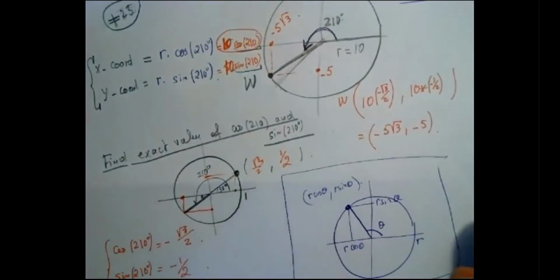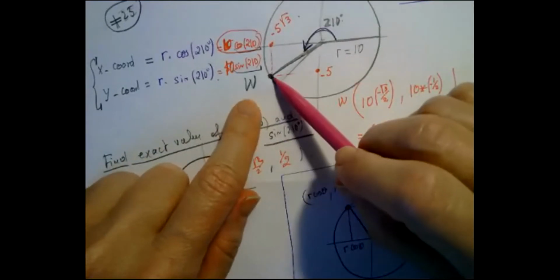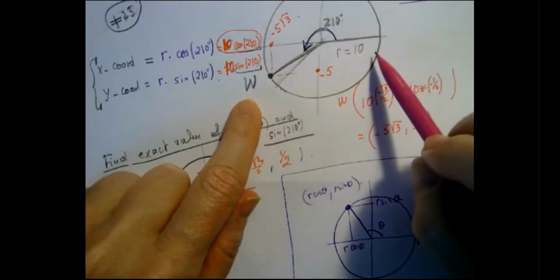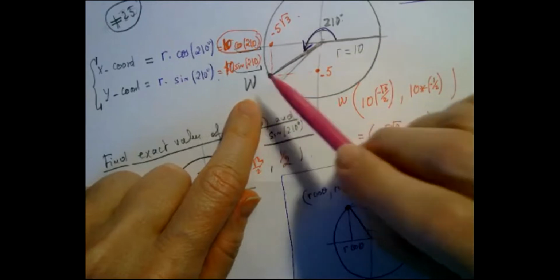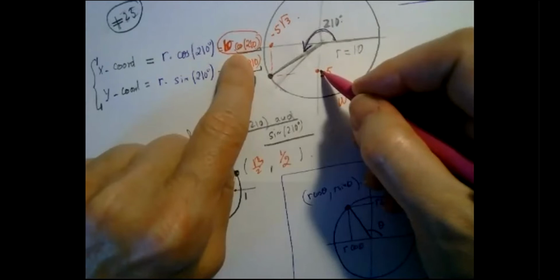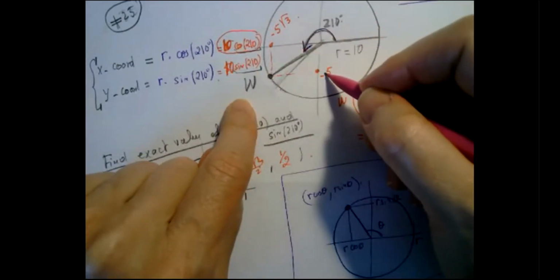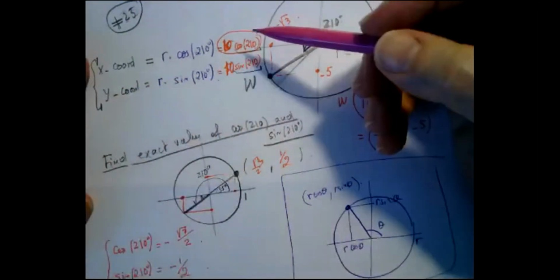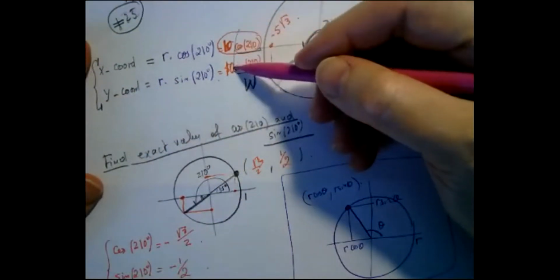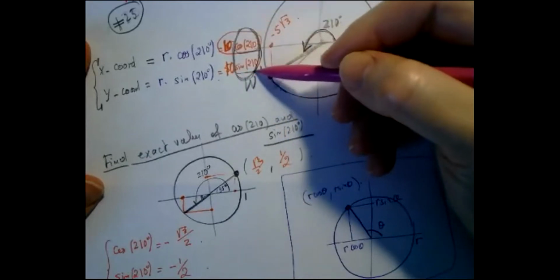So let me see what we did. We want the coordinate of the point W. W is on a circle. The radius is r. If this is the angle that is formed, the x is r cosine of the angle, and the y is r sine of the angle. Now, since I want the exact value, I said, okay, what's the cosine of 210 and sine 210? What's the exact value of those?